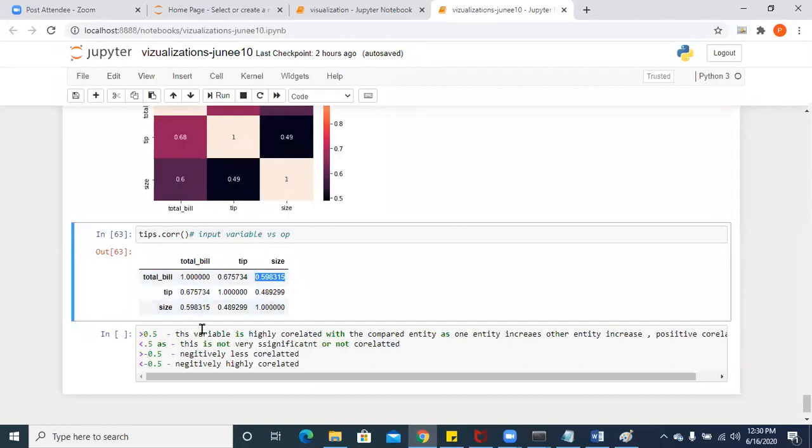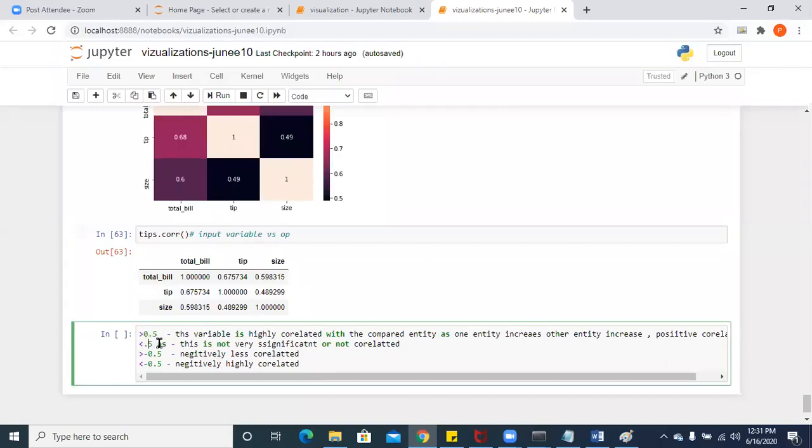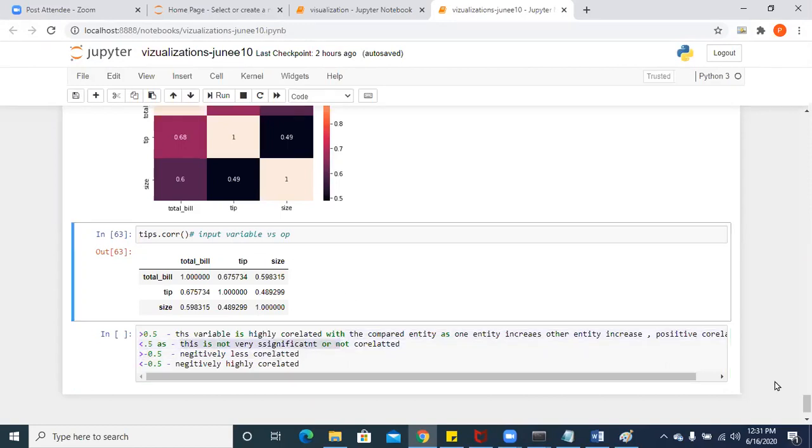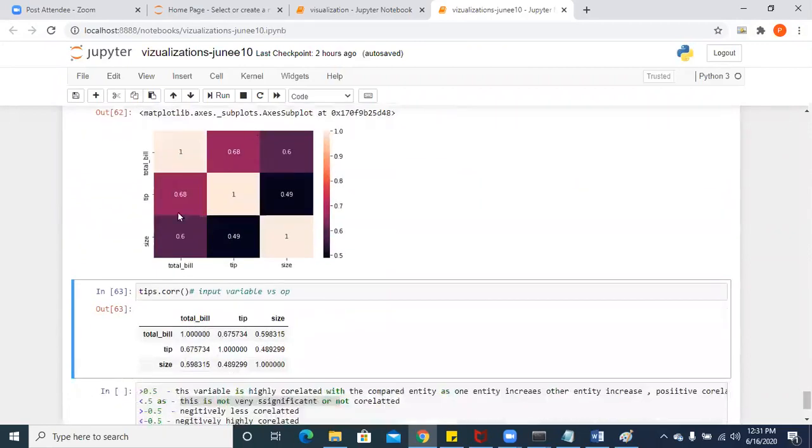From this heat map, you can check whether you can keep these values or remove these values. If your values are less than 0.5, like 0.2 or 0.1 or 0.3, then you can directly remove those columns and train the algorithm. With the help of these heat maps, you can understand which features are necessary and which are not necessary. So this is all about Seaborn visualizations.